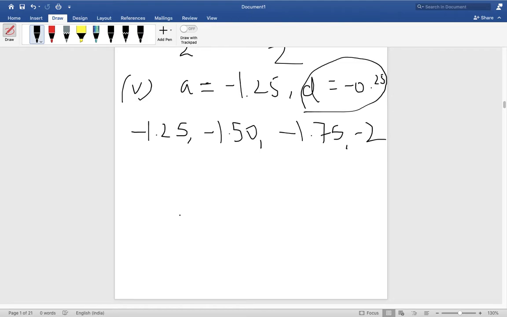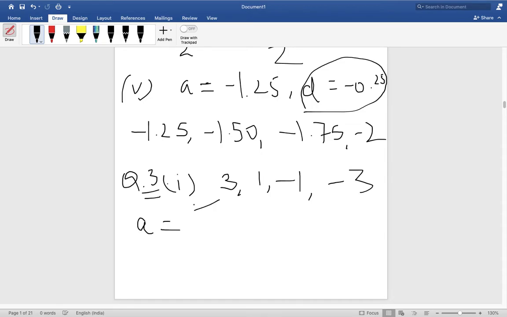For the following APs, find the first term and the common difference. So this is just the reverse of the second question, this third question. When you look at it, this question is just the reverse of the first one. So this is the AP that is given to you, 3, 1, -1, -3. This is asking for the first term. First term is this. So that's straight up there. Common difference is the second term minus the first term. 1 minus 3 is -2.